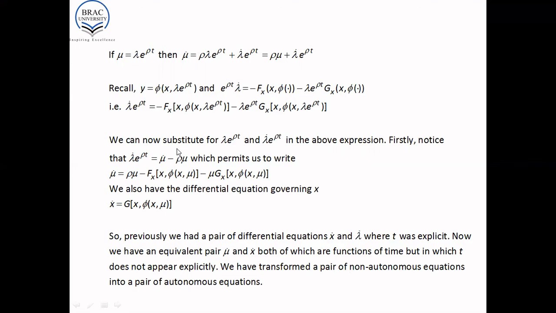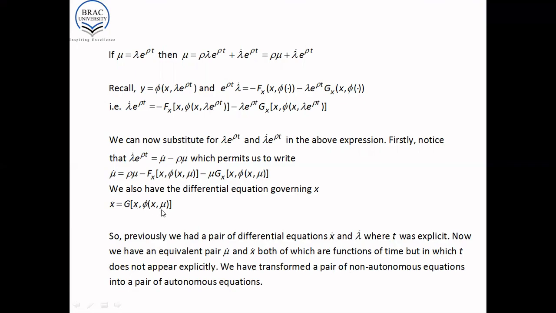Now we can substitute for lambda e to the power rho t and lambda dot e to the power rho t in the above expression. Firstly, notice that lambda dot e to the power rho t is equal to mu dot minus rho mu, which permits us to write mu dot is equal to rho mu. So when I take rho mu to the right-hand side, I get plus rho mu, minus f sub x, x, phi of x, mu, right? So I can replace lambda e to the power rho t with mu, minus mu, g sub x, x, phi of x, mu.